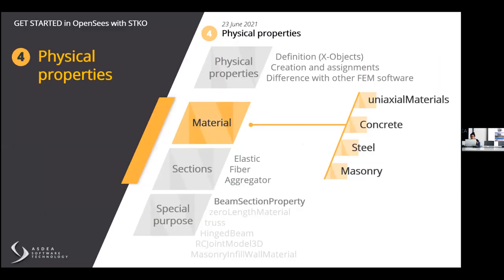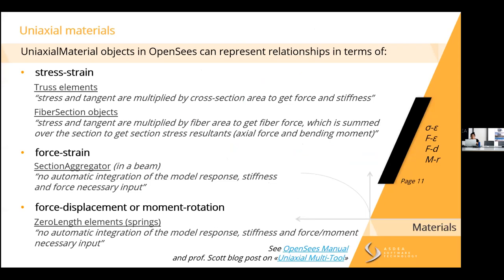So going forward, let's talk about materials. There are so many materials in OpenSees. One very basic concept that is really good to understand from the beginning is that uniaxial materials are objects in OpenSees that can represent any type of relationship. Let's say a uniaxial material is just a curve that you can use to represent different things.